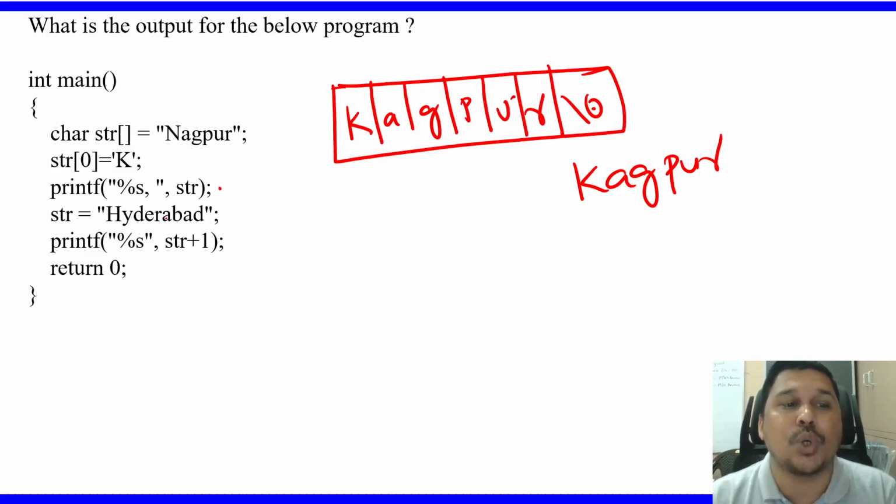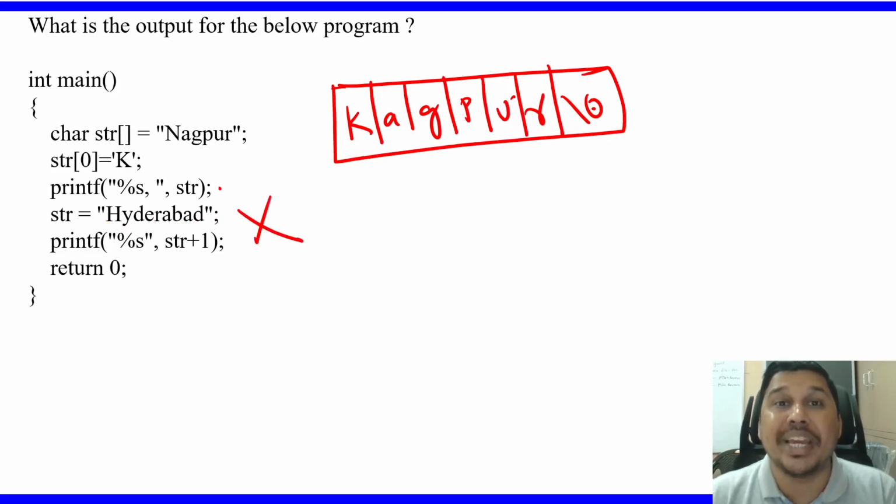Next, str equal to Hyderabad. So in place of str, I am trying to put Hyderabad. Okay, so here this program will give me an error. It will not give me any output, because in C programming we use a compiler, not an interpreter. The compiler will check the whole program before giving the output.